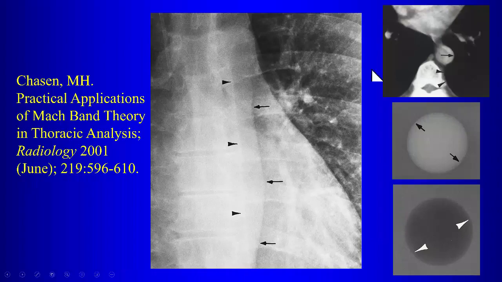And for these Mach effects and what causes them, I would refer you to this very nice article that explains them. But the descending thoracic aorta has a negative Mach effect. The paraspinal line has a positive Mach effect. It's a very nice article. I refer you to that.